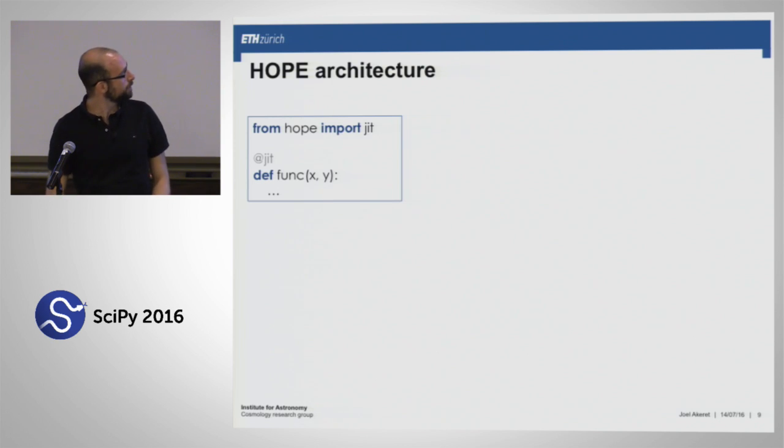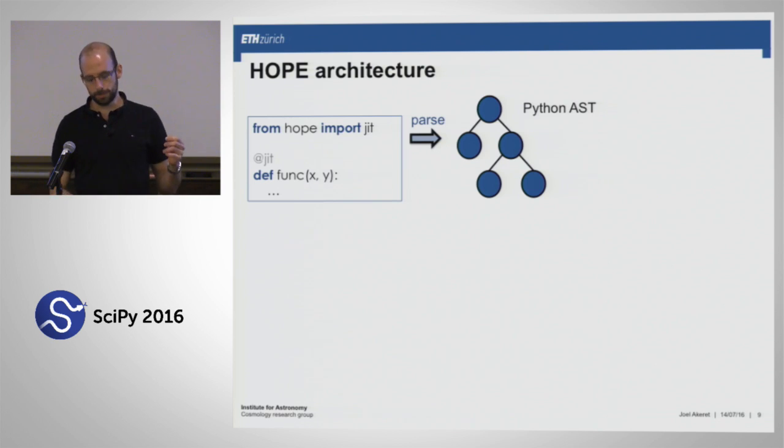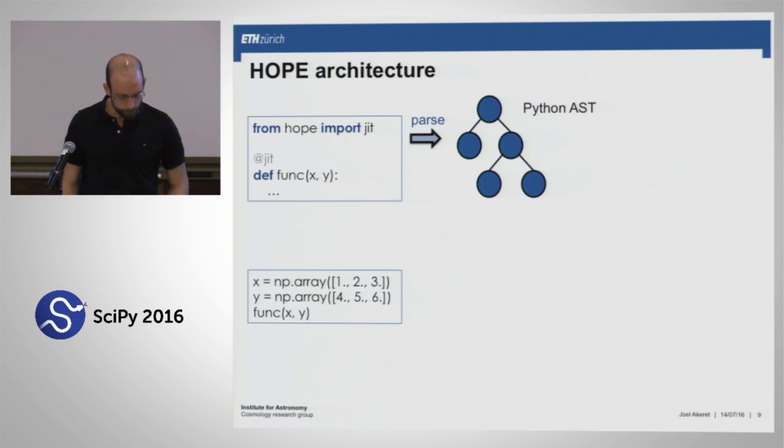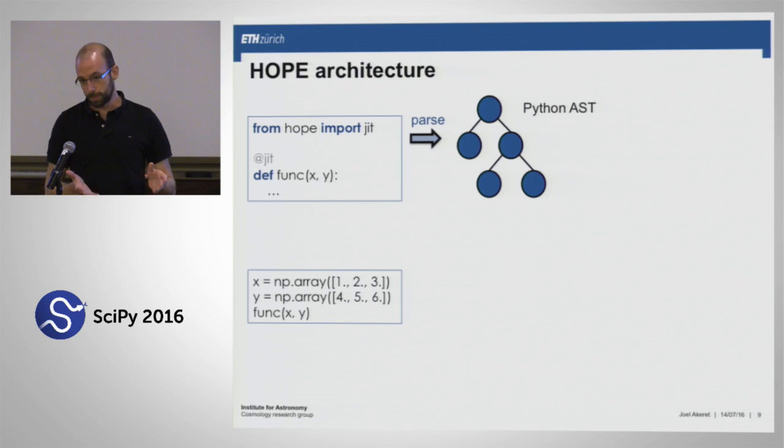What HOPE is then able to do is inspect your function, parse your code, and represent that code as something called a Python abstract syntax tree. For those who don't know what an abstract syntax tree is, it's essentially a tree data structure that represents all the operations of your code in a nice way that can be processed by a machine. Next, we want to call that function. So we create two NumPy arrays, x and y, two floating point arrays, and we call that function.